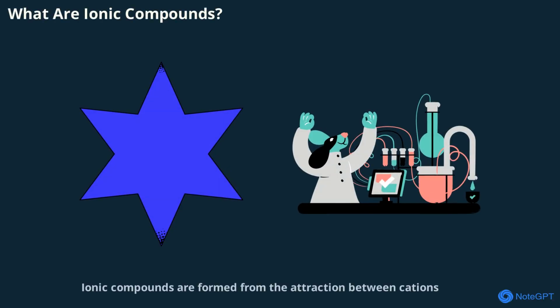Ionic compounds are formed from the attraction between cations, which are positive ions usually made from metals, and anions, which are negative ions usually made from nonmetals. These oppositely charged ions come together to form electrically neutral compounds. Understanding how to write and interpret their formulas is a key skill in chemistry.